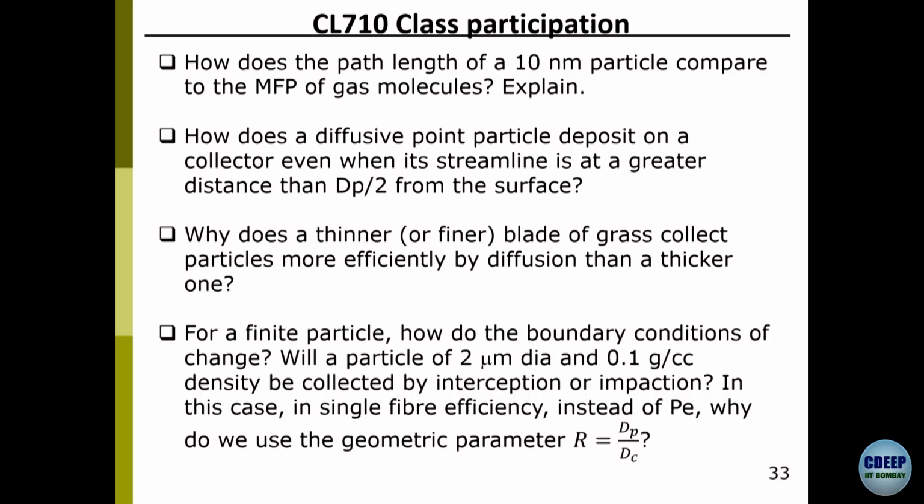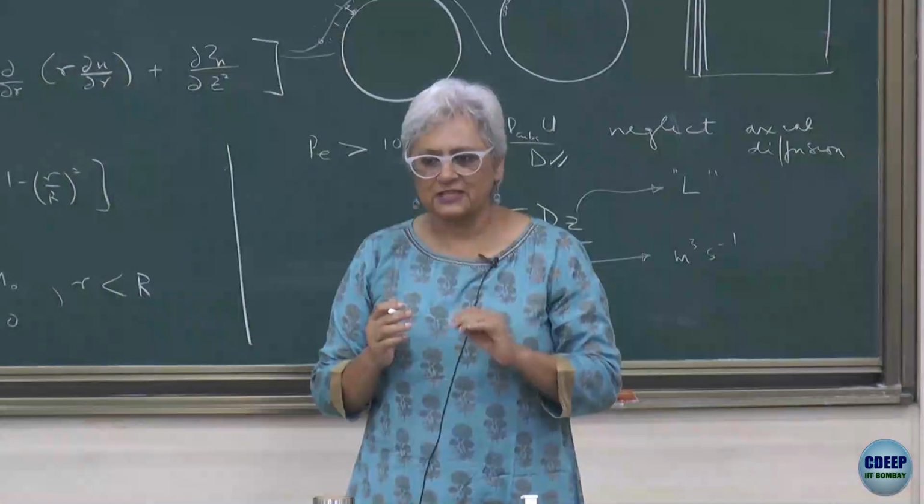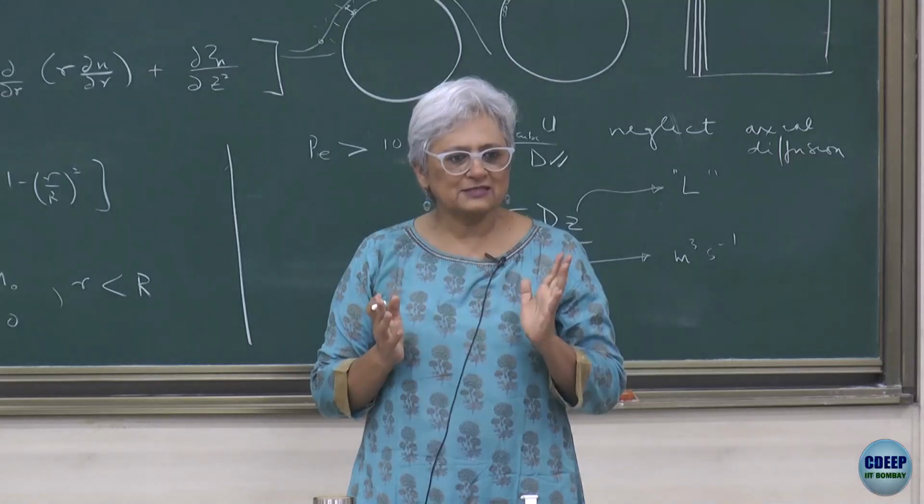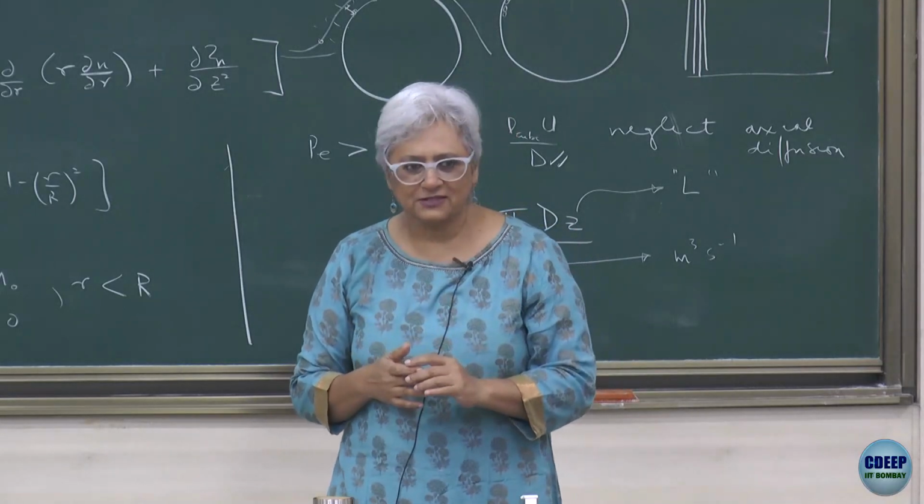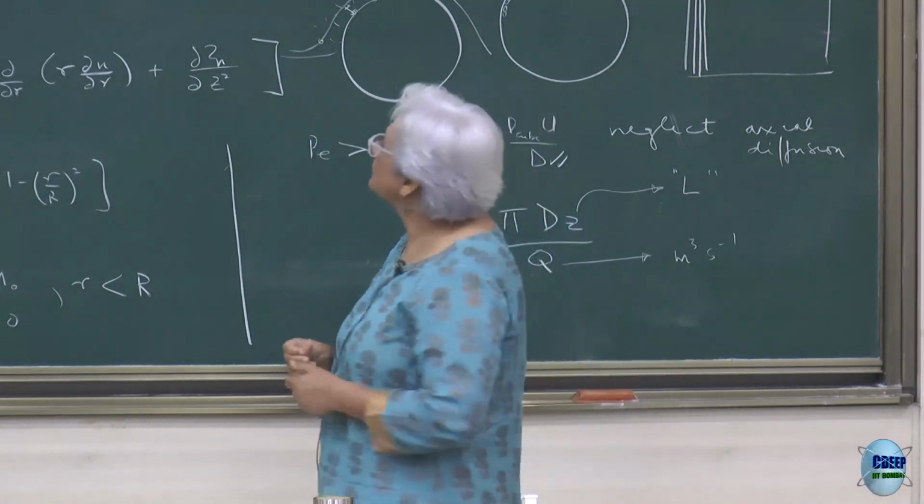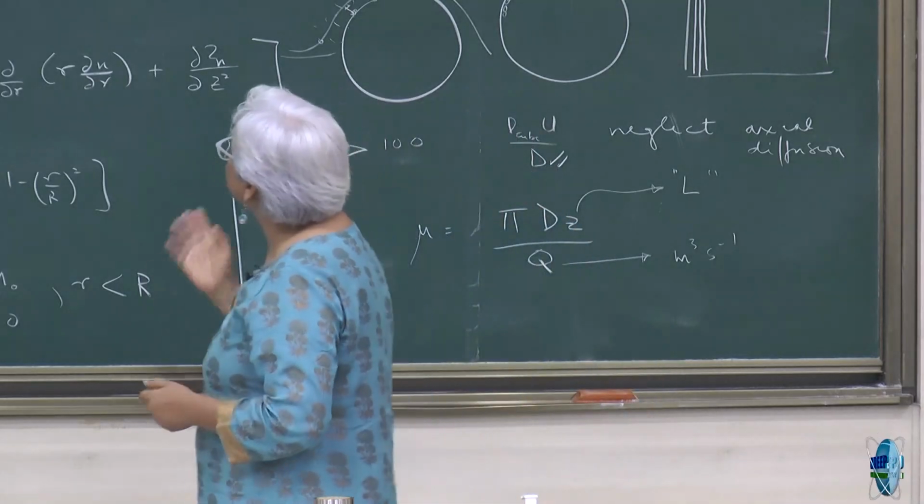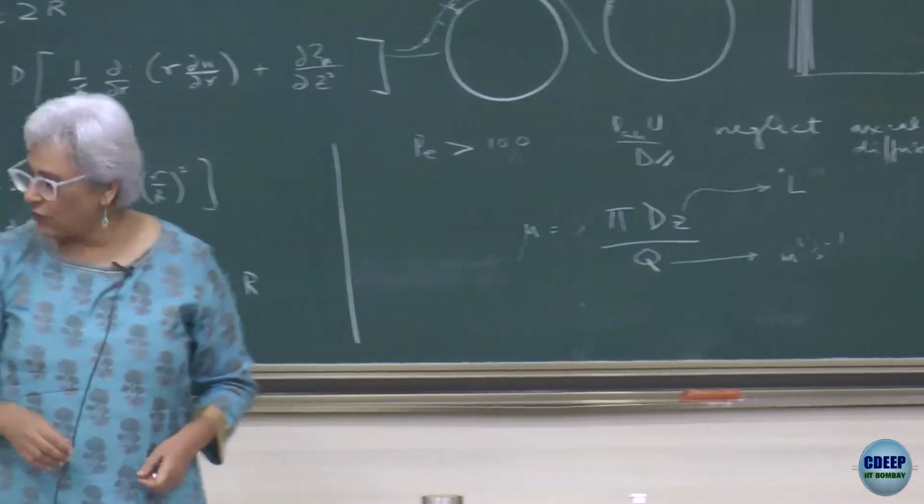So how does the boundary condition change? We change the boundary condition by saying that the particle concentration goes to 0 by the time you are dp by 2 away from the surface, while in the other case the particle concentration goes to 0 only when you are right at the surface. So that was the conceptual thing, and then we can move on.